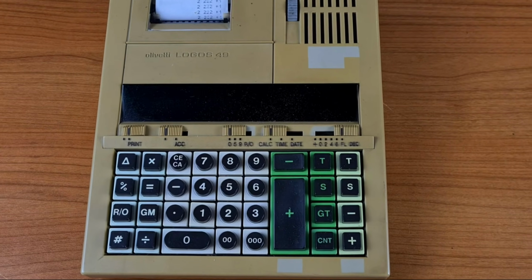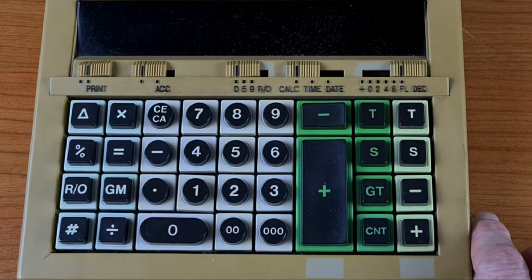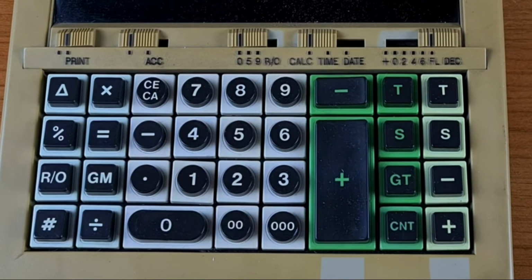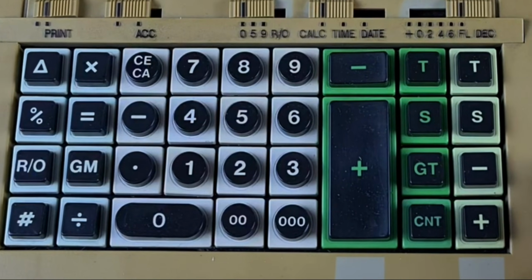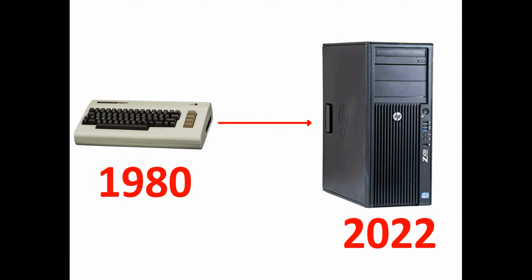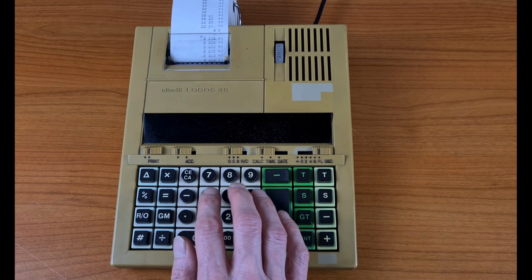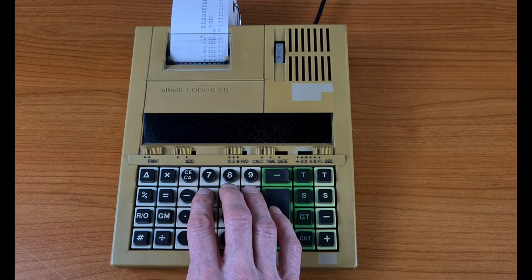We will use this Olivetti Logos 49. It's around 1980. In 1980 there was the first home computer, the Commodore VIC-20. In 40 years home computers changed a lot, but calculators remained mostly the same. This is progress.